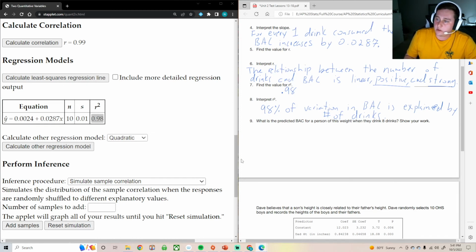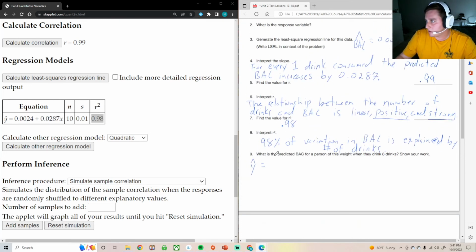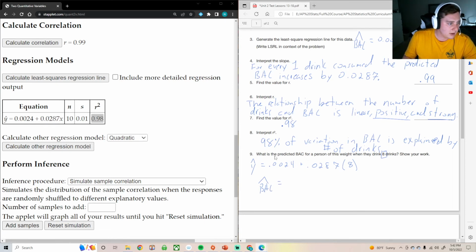What is the predicted BAC for a person of this weight when they drink 8 drinks? Show your work. Okay, so this means you take the least squares regression line, which is 0.0024 plus 0.0287 times x, which in this case they're telling me I'm predicting 8, so 8 goes right there. And then you go through the steps. You just use any calculator you want for that, and we're talking about predicting the blood alcohol concentration. And after some buttons on the calculator, you find it is 0.2318. So that is your answer there.